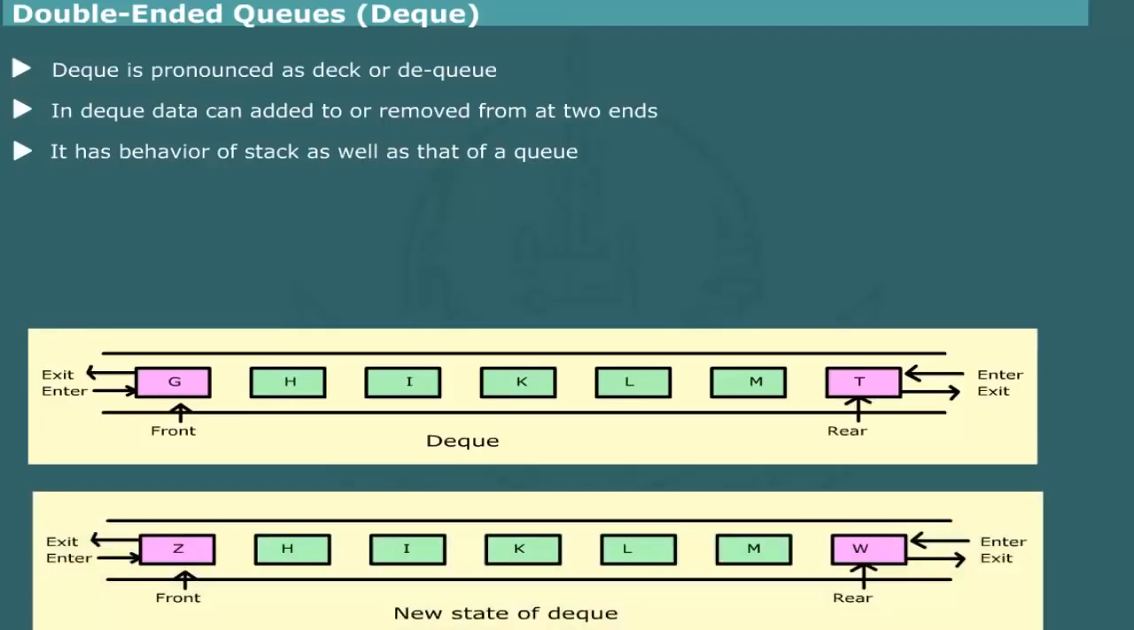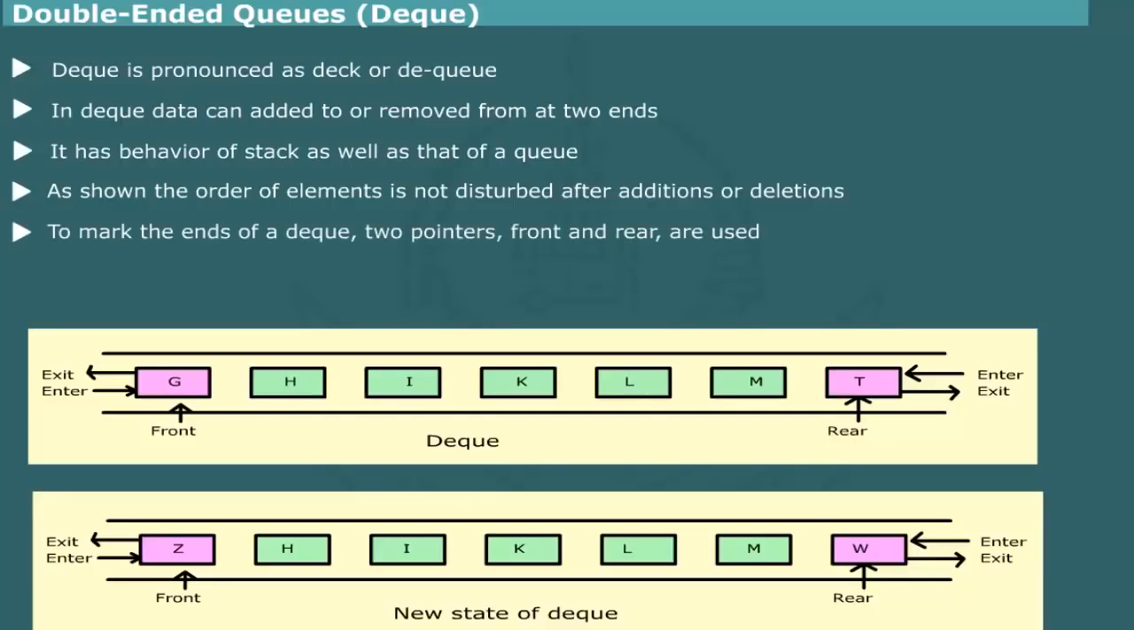The second figure shows another state of the DQ after G and T have been removed from the queue and Z and W are added. Note that the order of the elements within the queue is not disturbed on account of new additions or deletions. To mark the ends of a DQ, two pointers, front and rear, are used.